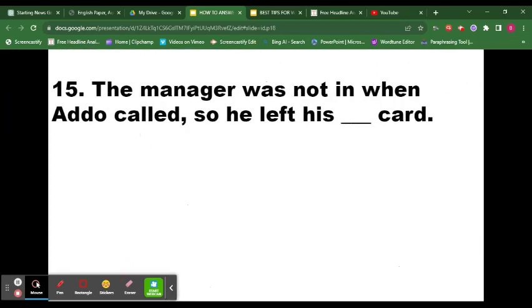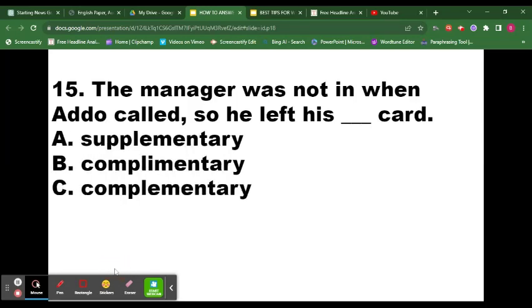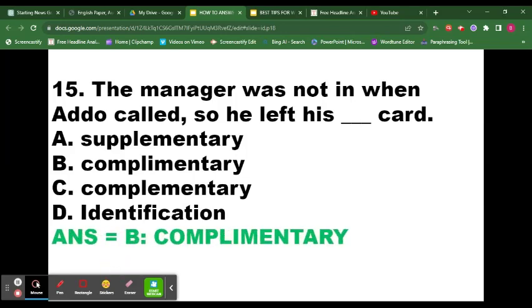Question 15. The manager was not in when Ado called, so he left his dash card. A, supplementary. B, complimentary. C, complementary, spelled with E after L. D, identification. The correct answer is B, complimentary. There is confusion between the complimentary in B and the complementary in C. Now, complimentary in B is the one that we use with card, complimentary card. Okay, that's the correct thing.